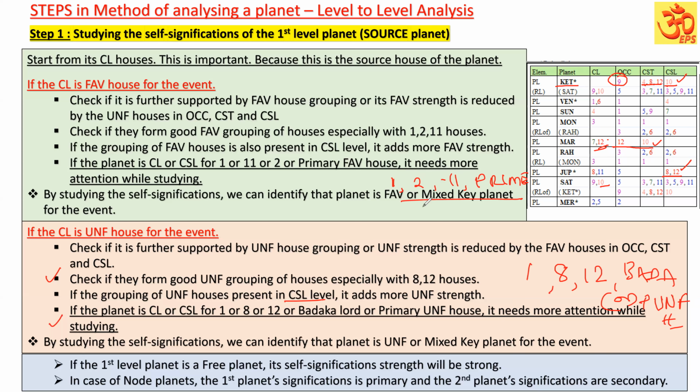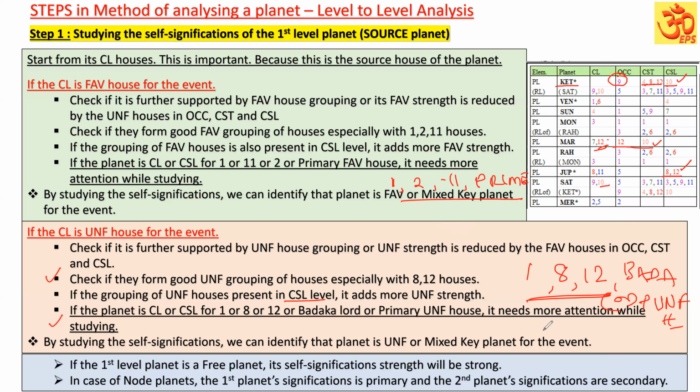If the planet is having in CL or CSL, we have to give more attention while we are studying the self-signification, because that planet is one of the good houses that will experience good effect and result through the star lord and sublord, may be favorable or unfavorable. Similarly, if the planet is having 1, 8, 12 or Badhaga or unfavorable primary house in CL, it needs more attention while studying.